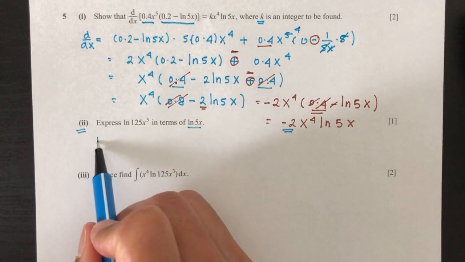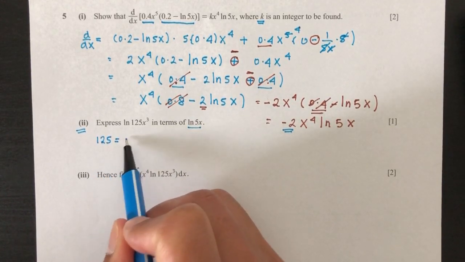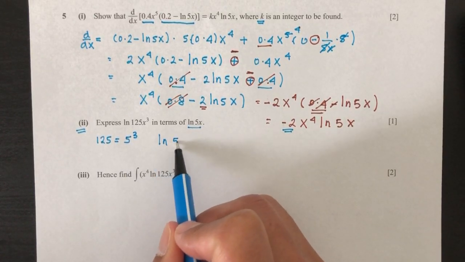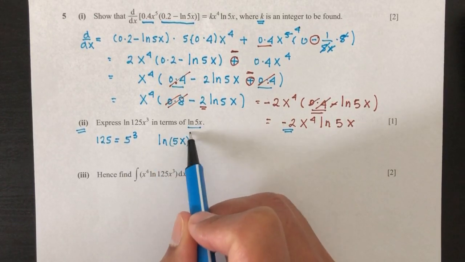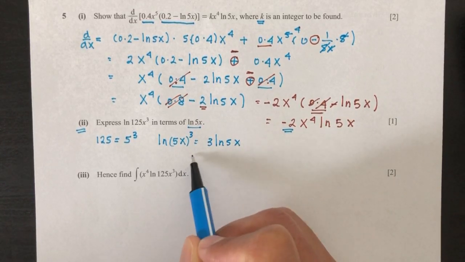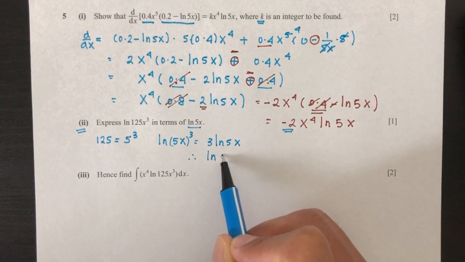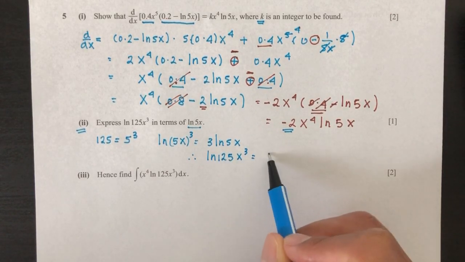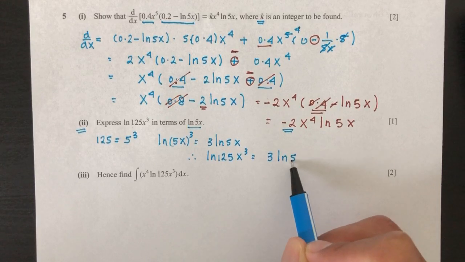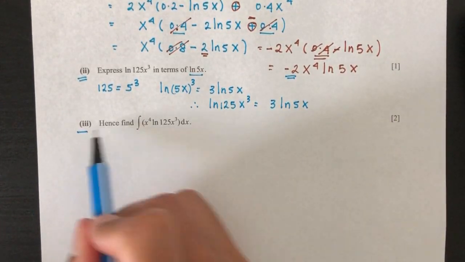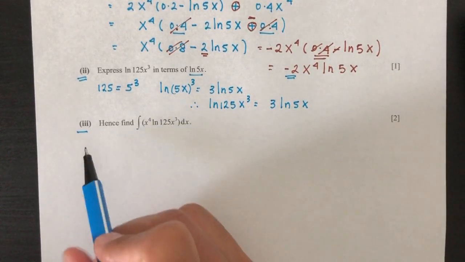Now for this one, express this in terms of this. But if you observe, what is 125? 125 is 5 power 3. So now we have ln 5x power 3, which is 3 ln 5x. So finally you have shown that ln 125x cubed is equal to 3 ln 5x.